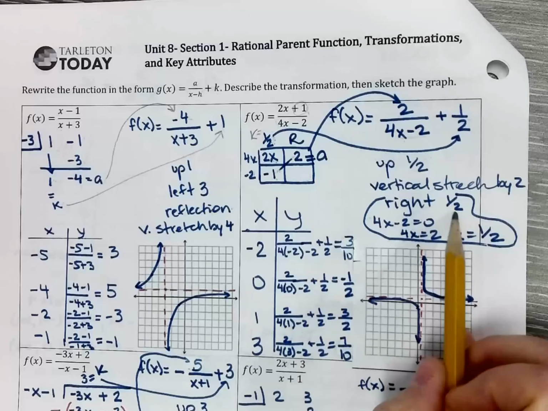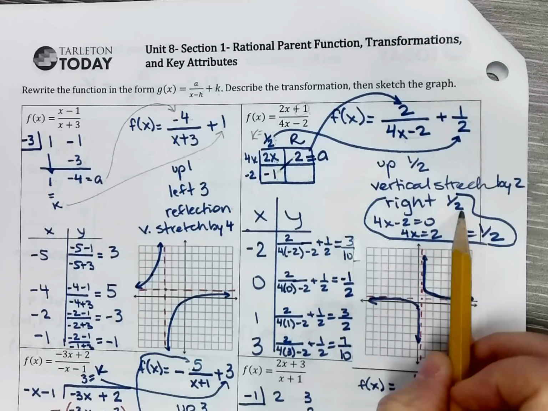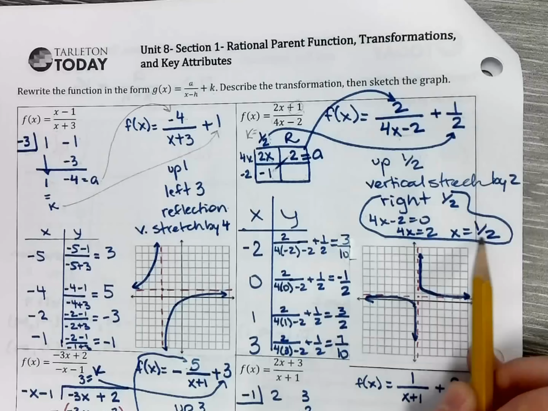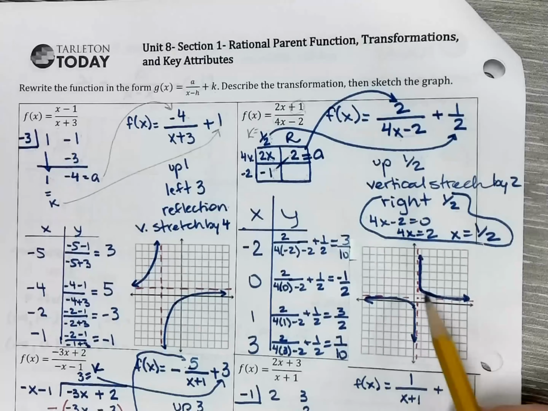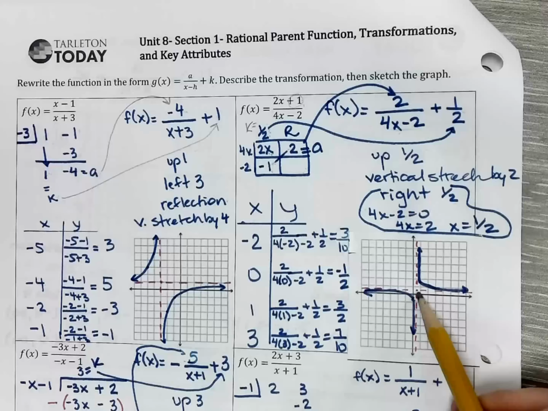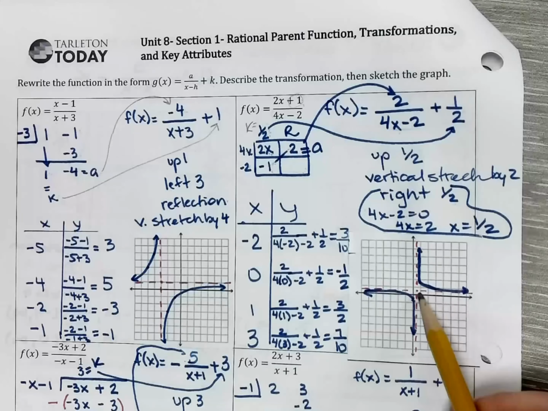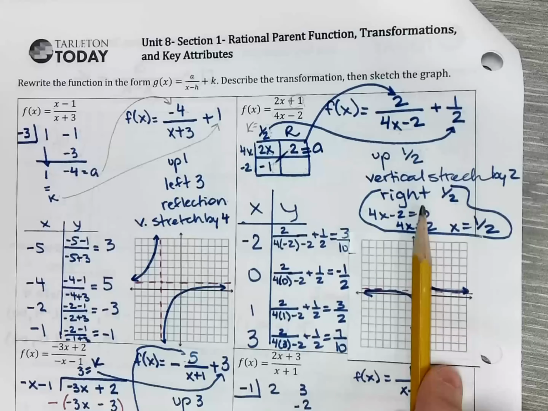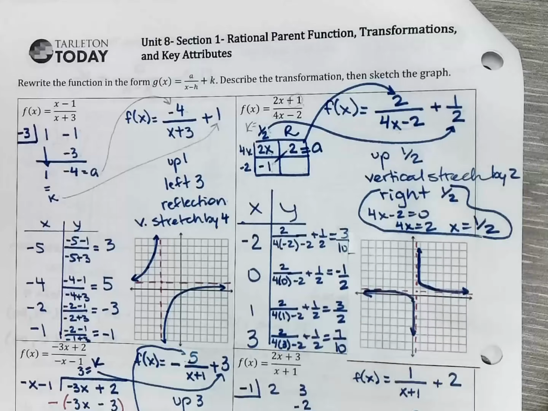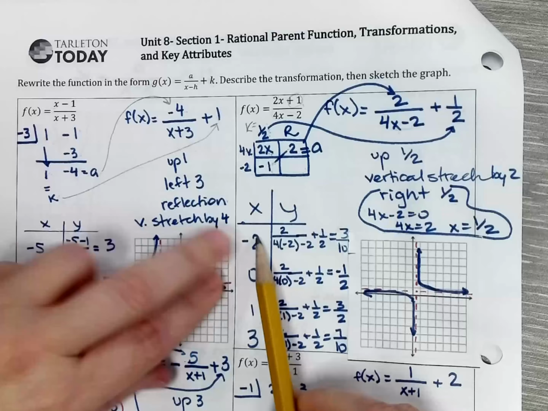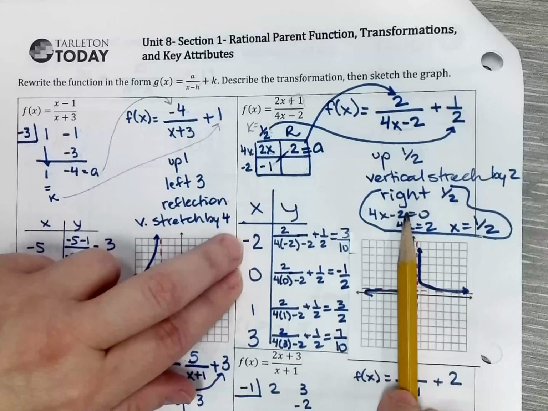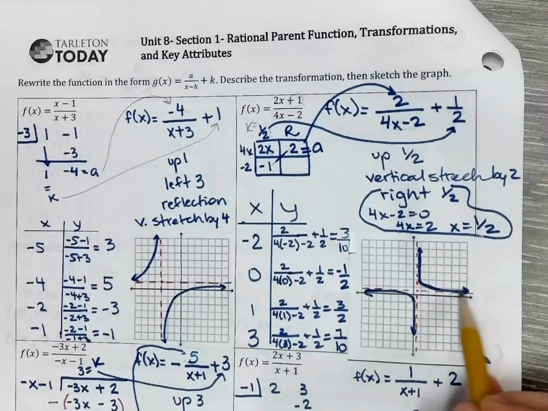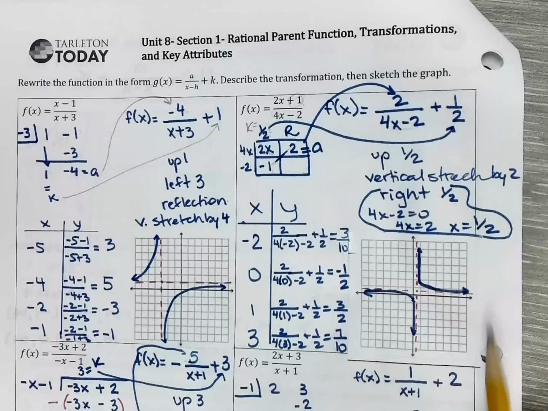And here, how do I know it went to the right by 1/2? Well, I set the denominator equal to 0, and solve. Okay, so I start right there. And since we're just sketching the graph, I'm going to do the best I can with that 1/2 right there. Here's my vertical asymptote, horizontal asymptote. And then again, I found 2 points over to the left and 2 points over to the right to plot. And I know the behavior of that graph is going to approach the asymptotes.